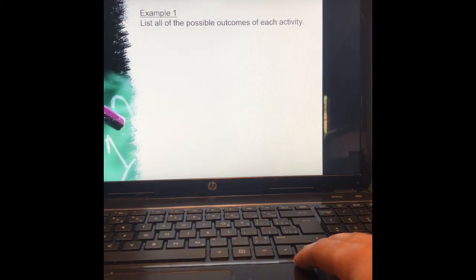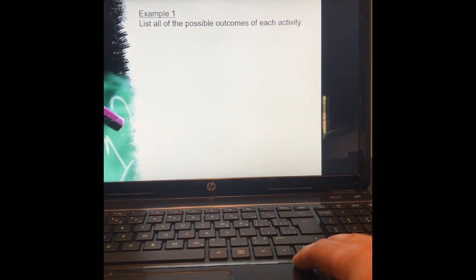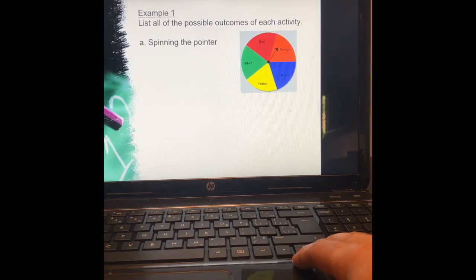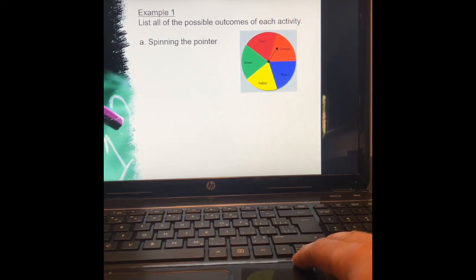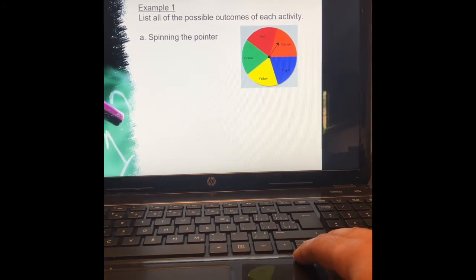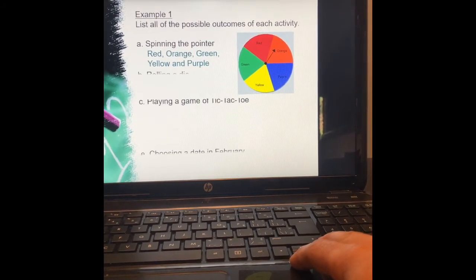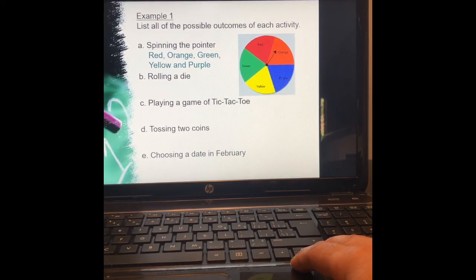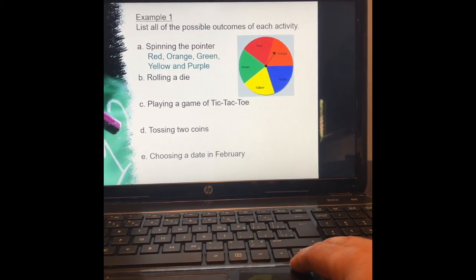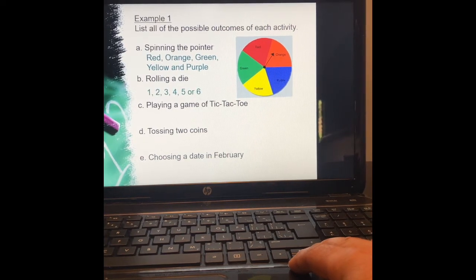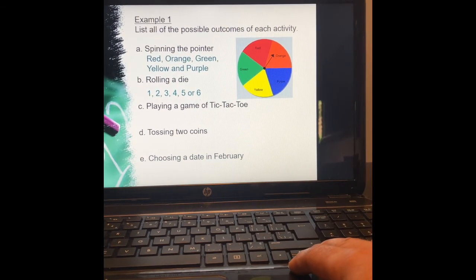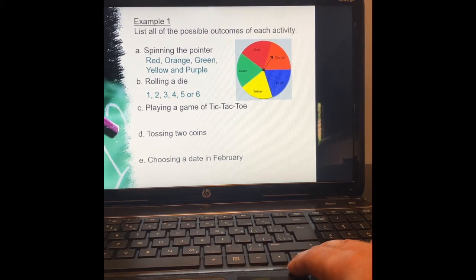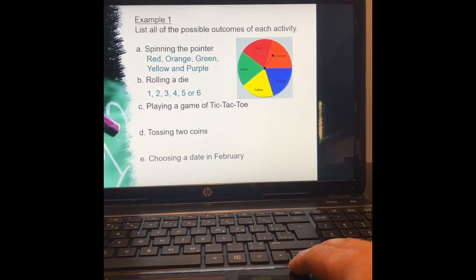Here we're listing the possible outcomes. So all the possibilities, the sample space. List the sample space. So we've got 1, 2, 3, 4, 5 different colors. The sample space is the 5 colors. Rolling a die. Assuming it's a 6-sided die, you got 6 outcomes possible. Playing a game of tic-tac-toe, you can win, you can lose, or you could tie.